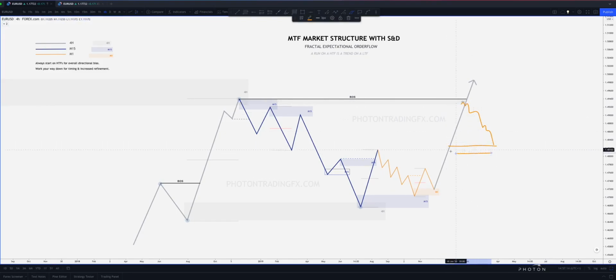It may just fill up some demand that was created on the way up, and then ultimately that weak high should go, because price has done everything it needs to do down here if the 4-hour bullish trend long term is going to continue.